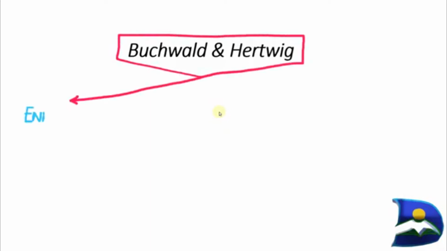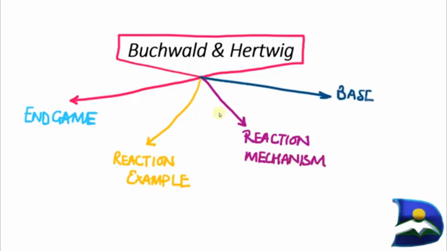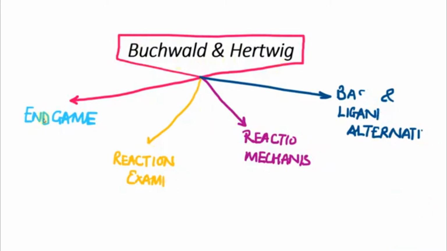One is we're going to look at the end game of this particular reaction, and next is to look at a reaction-specific example and then apply this particular reaction mechanism to this example. And finally is to look at alternatives, either being the base or looking at the specific ligands, and this will be crucial for our specific analysis of this Buchwald-Hartwig reaction. So what is our end game, which is the main focus in here?